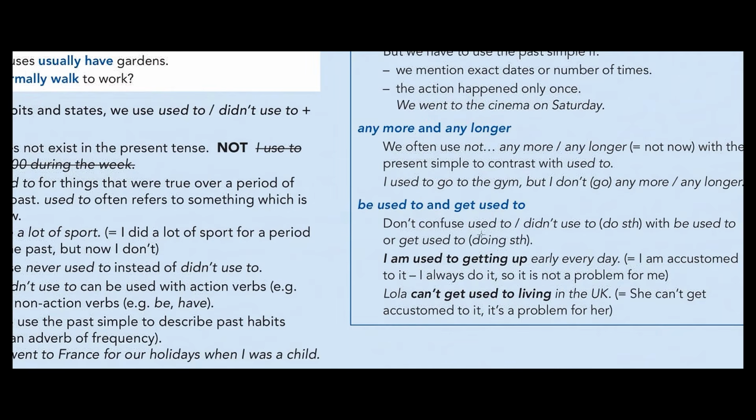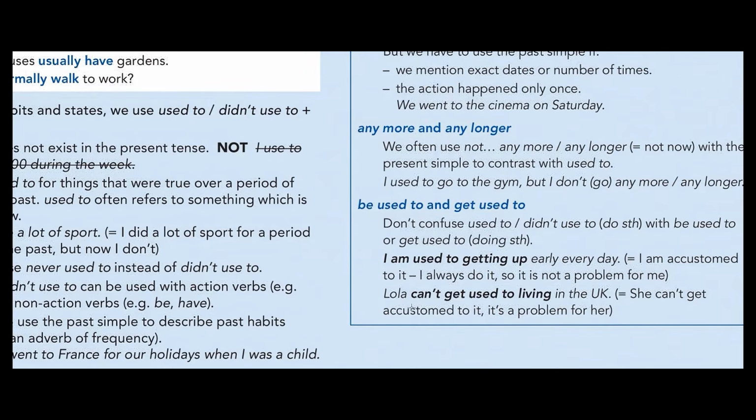И есть такие конструкции, здесь сразу обозначить, что мы с ними будем работать еще не скоро, это в курсе Upper Intermediate. Они переводятся как «привыкнуть к чему-то». То есть не путайте used to, didn't use to, вот эти привычки, с be used to или get used to doing something. Во-первых, там идет инговое окончание, не инфинитив, как в used to, так еще и глагол to be или get. Это уже переводится как «я привык», то есть I'm used to getting up early every day. То есть я к этому привык, я всегда так делаю, и это для меня не проблема.